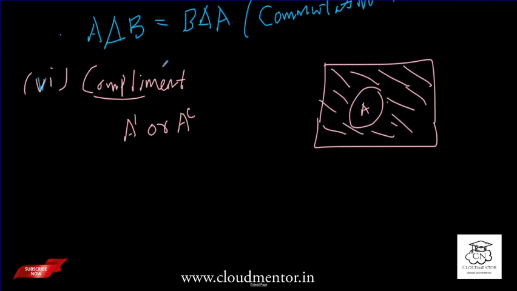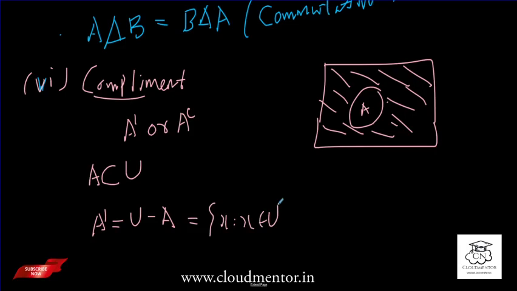If U is the universal set and A is a proper subset of U, then A complement is equal to U minus A, that is, the set of X such that X is an element of U but X is not an element of A.